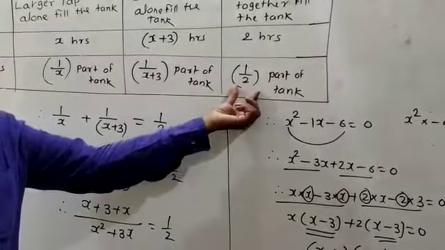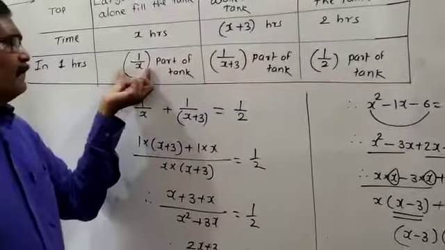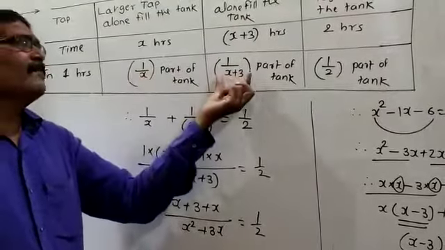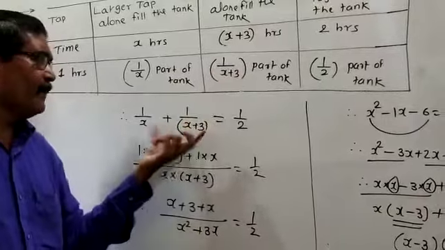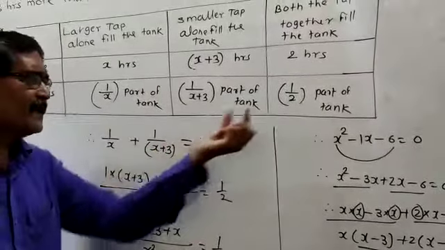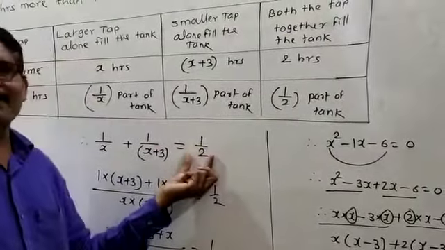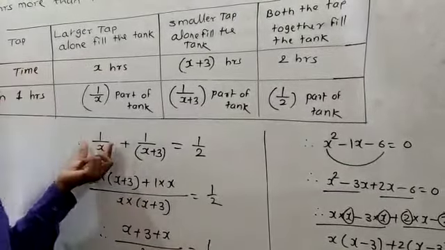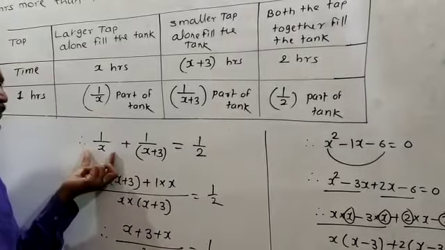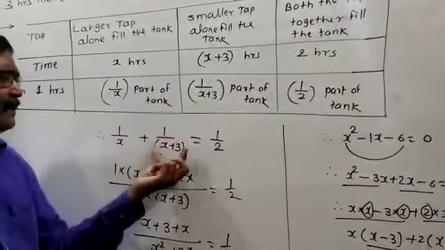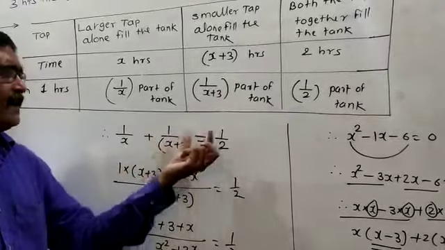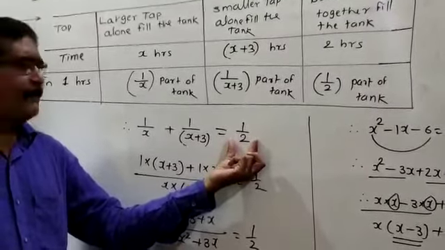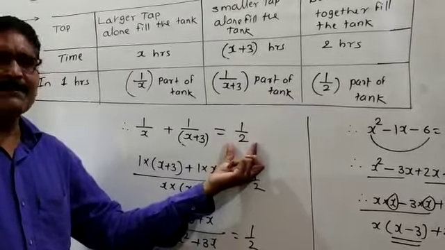Means how this half part will come, when this larger tap fills 1/x part and the smaller tap fills 1/(x+3) part. When these combine together, at that time the half part of the tank will fill. 1/2 means half part. So we will say that this is the part of the tank filled by the larger tap, part of the tank filled by the smaller tap, and when both the taps are open, that time the part filled by both the taps in 1 hour.